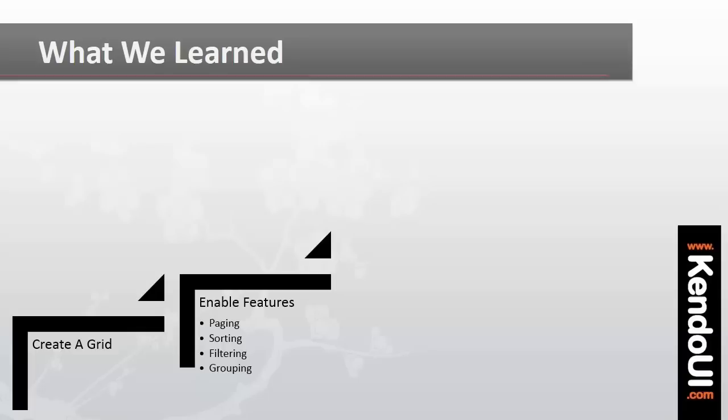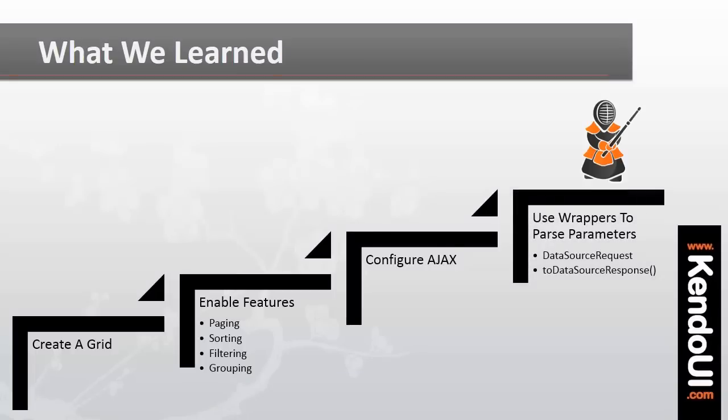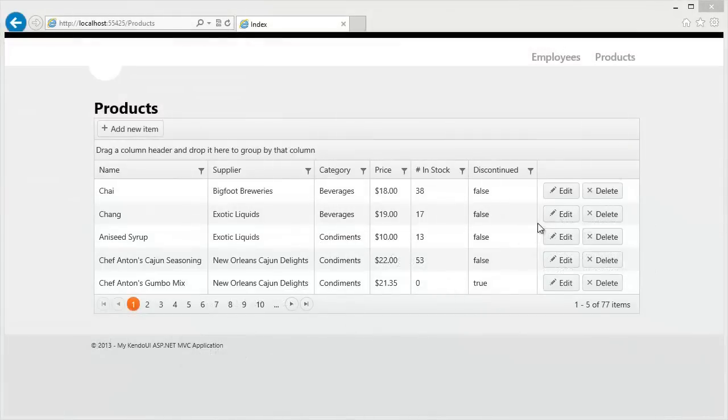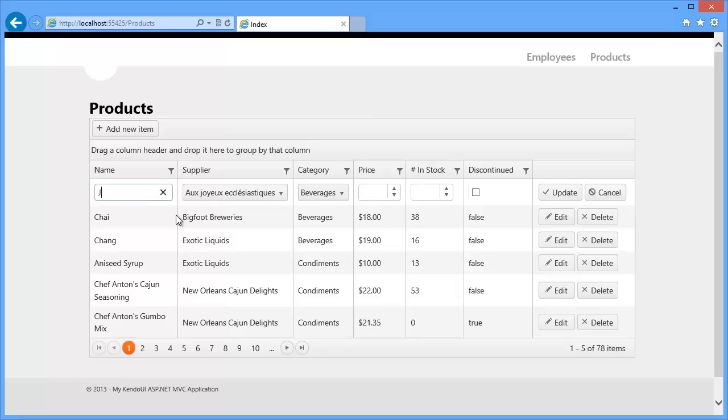Let's recap. We looked at how to create a simple grid and bind it to server-side data. We turned on some advanced features in the grid, like paging, sorting, filtering, and grouping. We then set up our grid to use AJAX and use the Kendo UI data source request and ToDataSourceResult method to apply the parameters sent from the grid to the LINQ query. By now, you're starting to see the incredible power of the MVC wrappers. In the last episode, we're going to take this grid the rest of the way by adding in editing capabilities, including custom editors, validation, and much more.